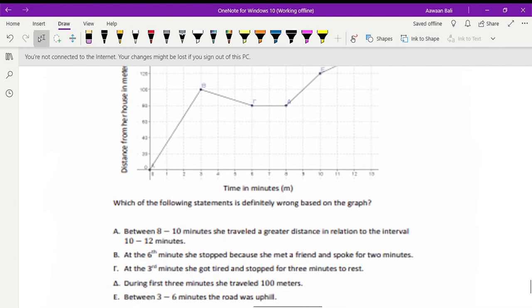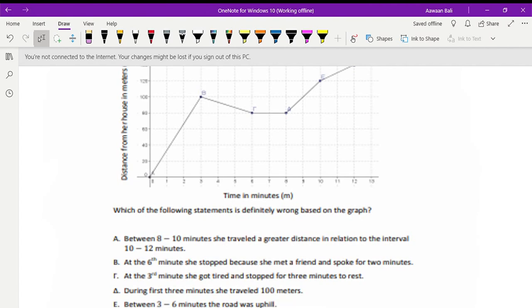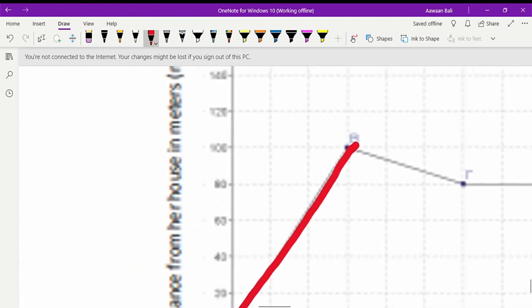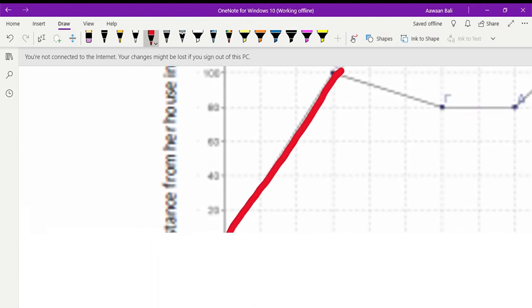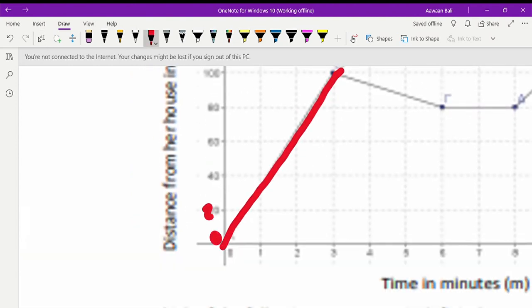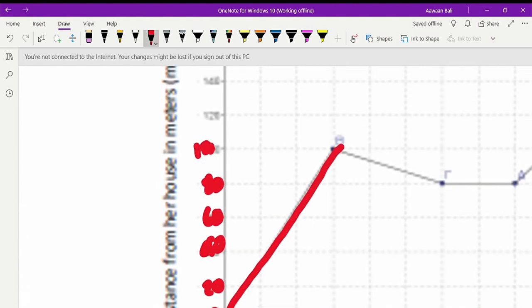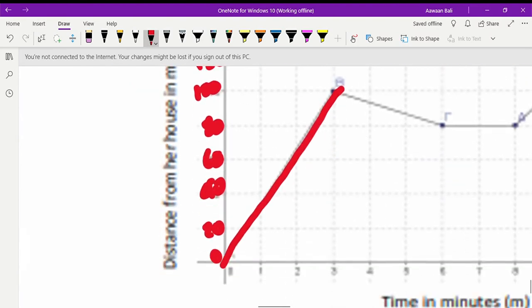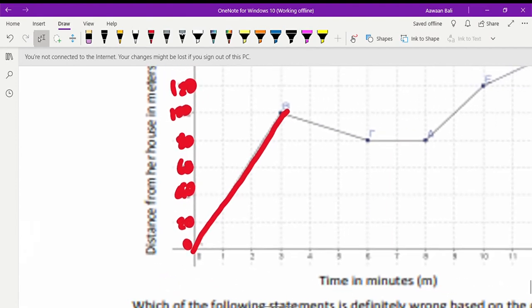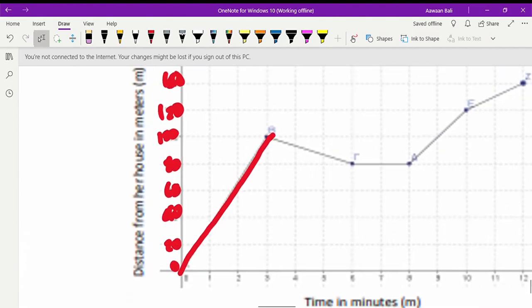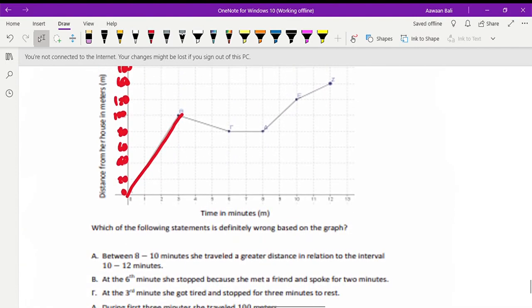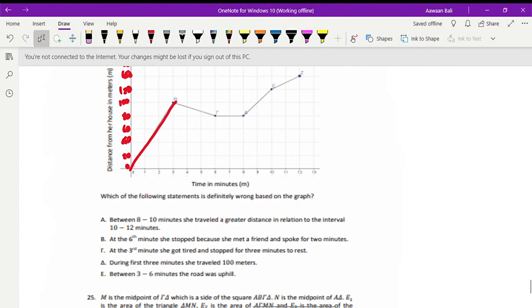Now Delta, during the first 3 minutes, she traveled 100 meters. So the first 3 minutes was quick. And now when you look here, it starts from 20. If you don't exactly see it, 0, 20, 40, 60, 80, and that's 100, 120, 140, 160. And 100 at the 3 point and the Vita point match up exactly, which means Delta's correct.